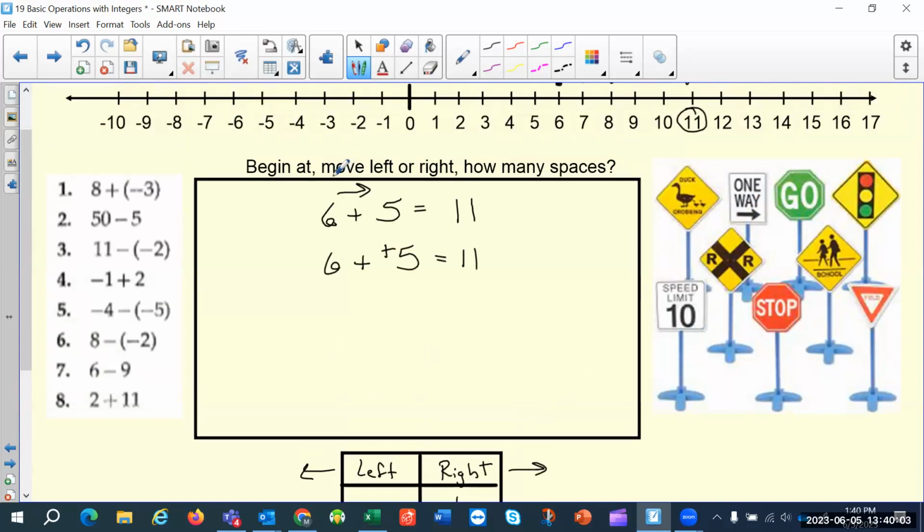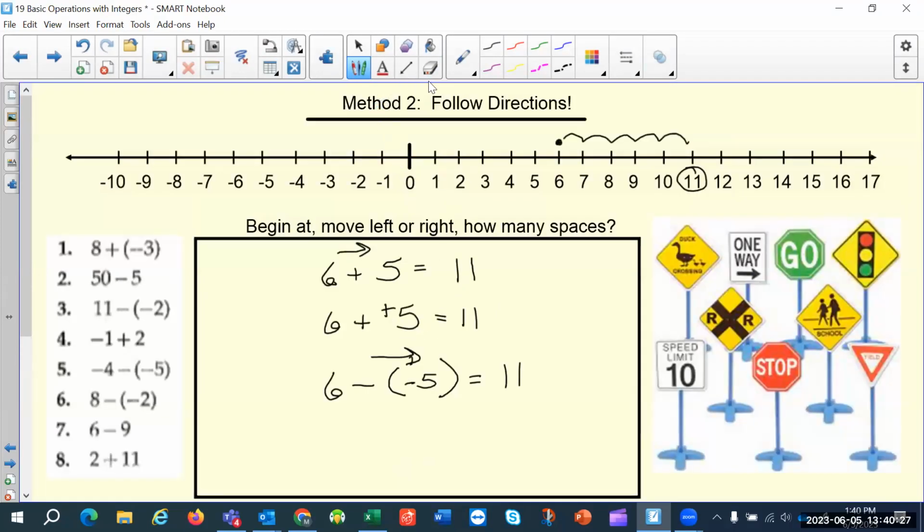Now, this is the one that gets everybody. Gets everybody who does math. 6 minus a negative 5 equals positive 11. It goes to the right. Now, this is, of course, a little bit tricky to understand. So let's see what we can do with this. Why does it go to the right? Why does subtracting a negative go to the right?